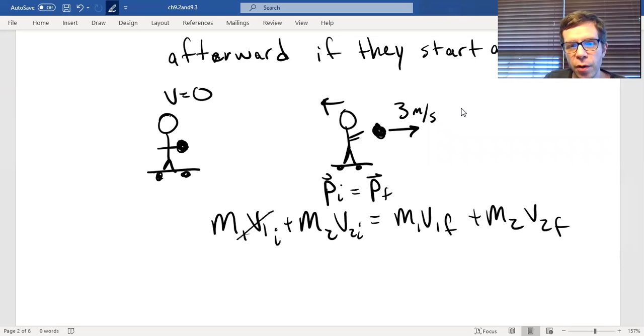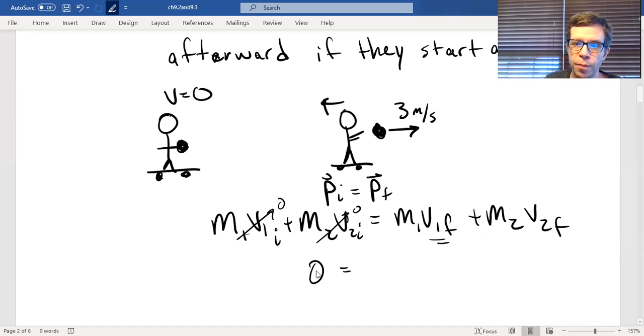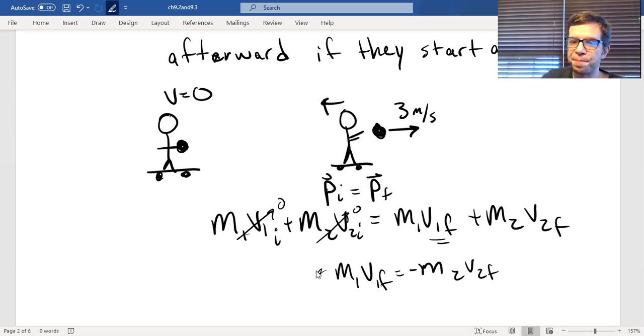If we look at this problem in particular, our initial velocities were 0. So we have our 65 kilogram person times some final velocity plus our 10 kilogram medicine ball times the given final velocity. Actually, I don't want to put in numbers yet because it's going to be sloppier than just going through. What are we looking for? We're looking for this final velocity. So we'll have M1 V1 final is equal to minus M2 V2 final.